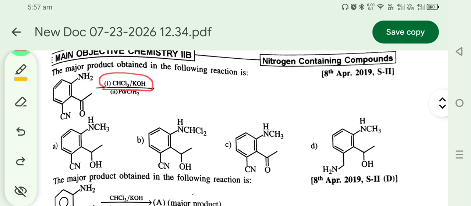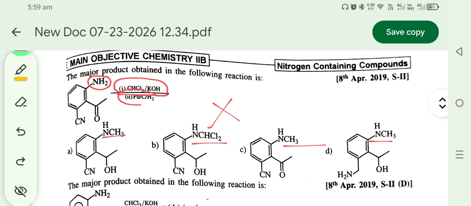Chloroform and base is the isocyanide test. Primary amines are converted to isocyanides. In the given options, there is no isocyanide. All options are wrong.